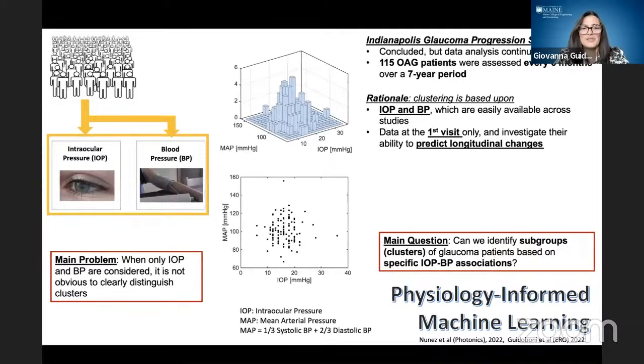And if we just look at how blood pressure and IOP were distributed among these individuals at the first visit, basically you see a single blob. And actually, if you represent this in 3D with the histograms, you see that it is kind of a normal distribution. So if we only look at the values of blood pressure and IOP, it is not obvious that we can actually identify a group of people for which blood pressure and IOP have a different impact.